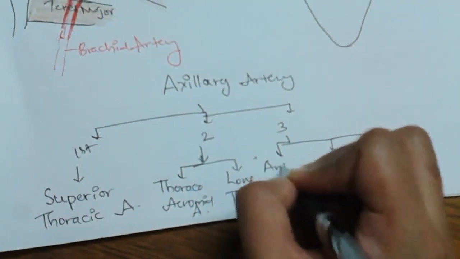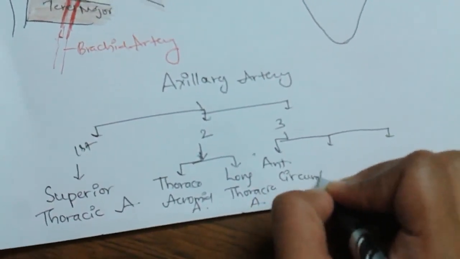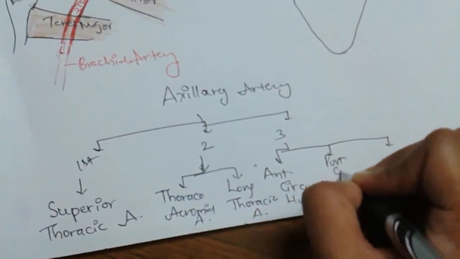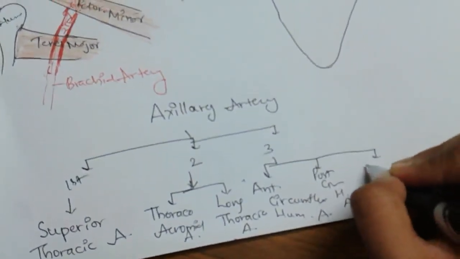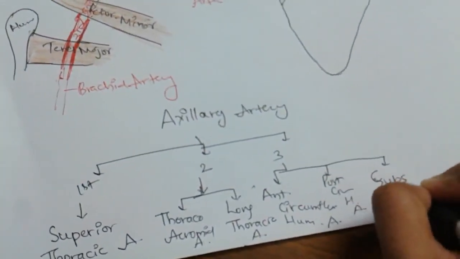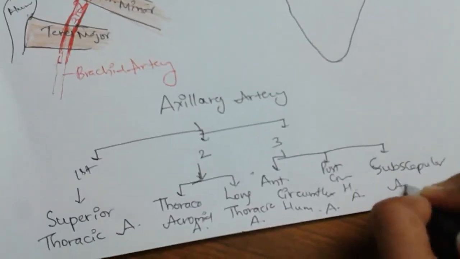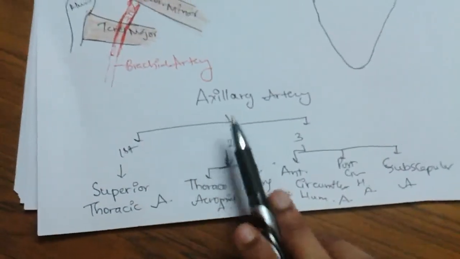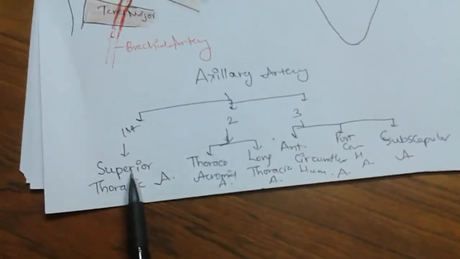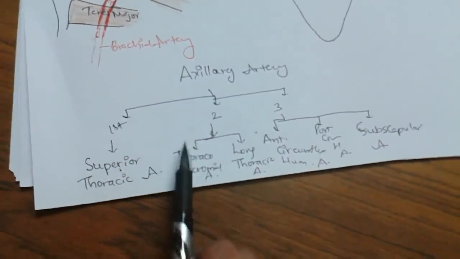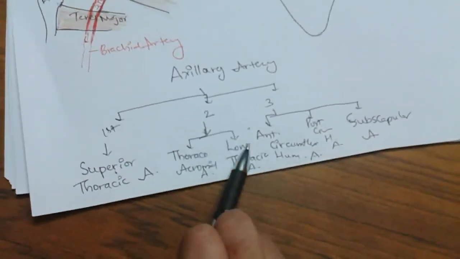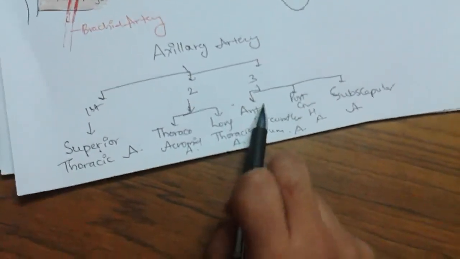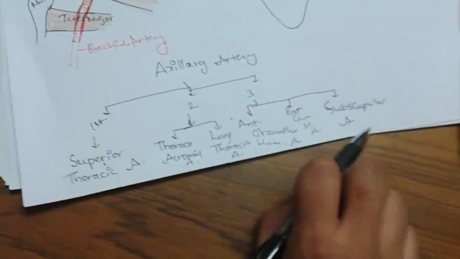One is the anterior circumflex humeral artery, the same for the posterior circumflex humeral artery, and then the subscapular artery. So it is a tree for the axillary artery. From the axillary artery, there will be three parts: first part, second part, and third part. From the first part, there will be development of the superior thoracic artery. From the second part, there will be development of the thoracoacromial and long thoracic arteries. From the third part, three branches arise. They are the anterior circumflex humeral, posterior circumflex humeral, and subscapular arteries.